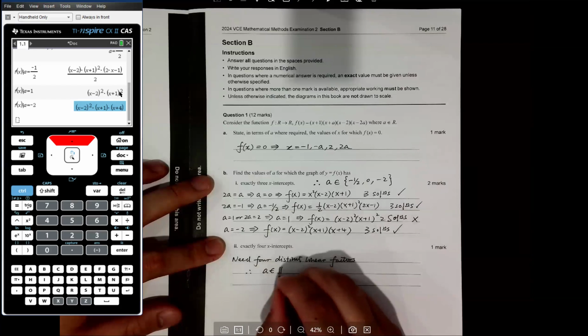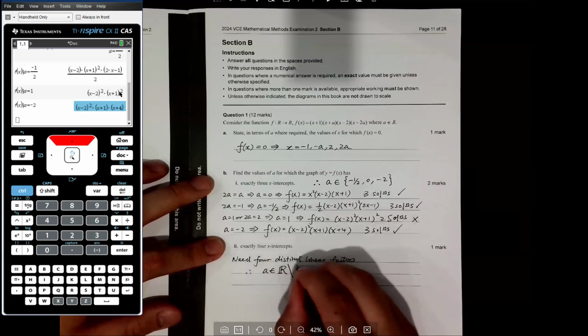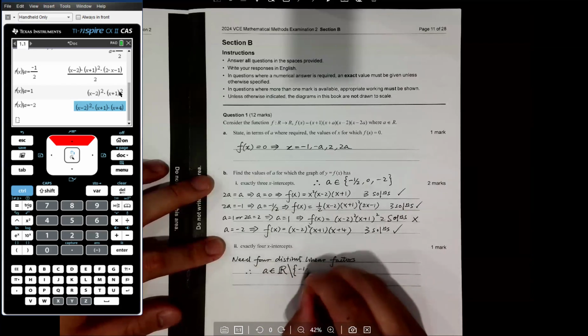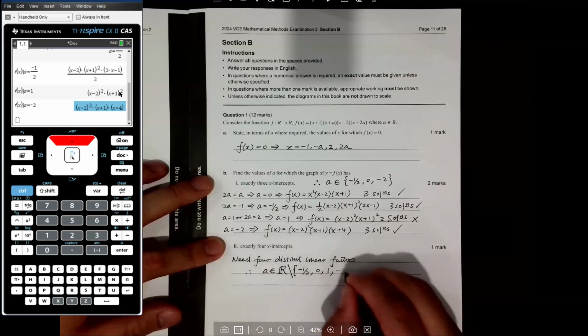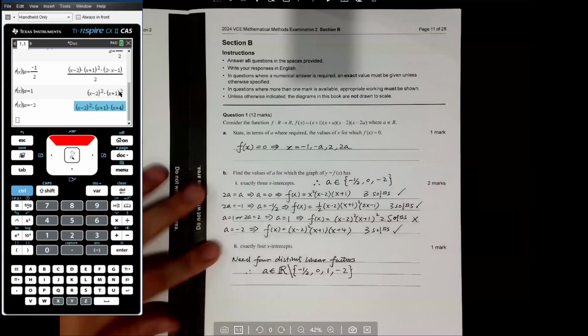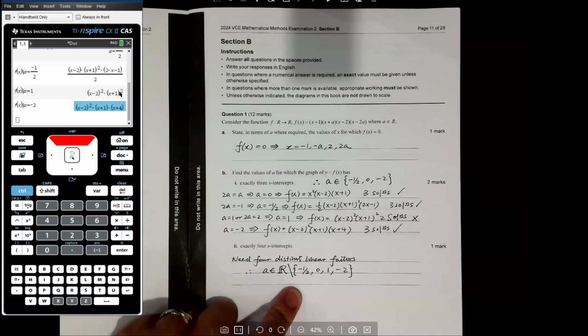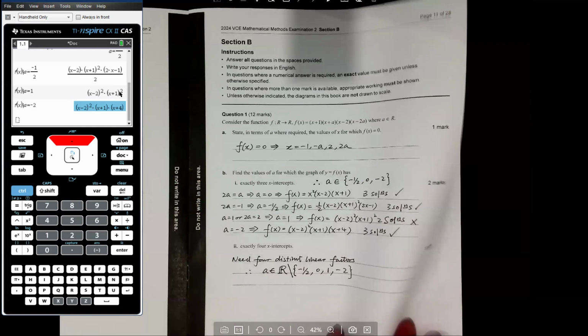A can be anything in R except for minus half, 0, 1, and minus 2. Okay? So altogether, we need to exclude 4 values. Next page.